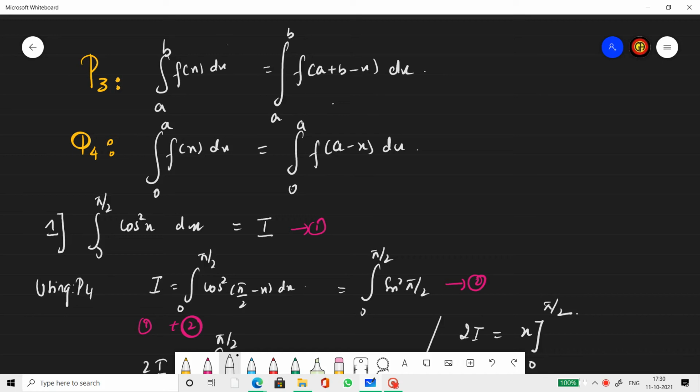Good evening, everyone. In today's class, I'm going to cover some important properties from exercise 7.11 of the chapter Integrals. This is a property 3 and property 4 related question.